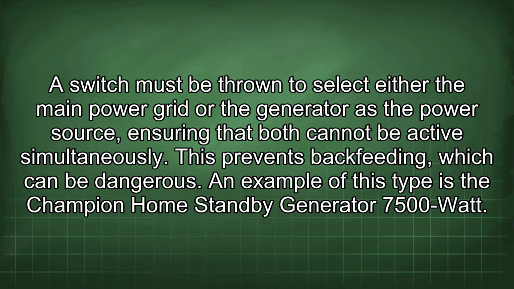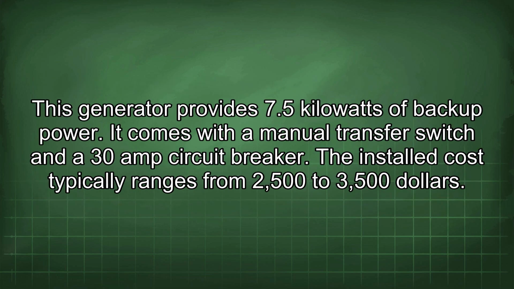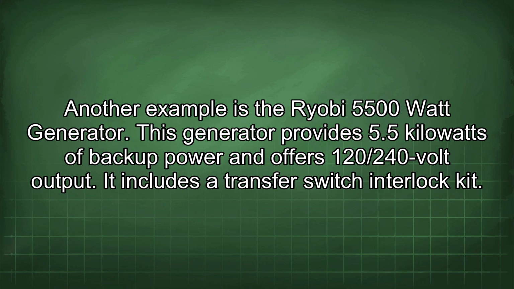An example of this type is the Champion Home Standby Generator 7500 watt. This generator provides 7.5 kilowatts of backup power. It comes with a manual transfer switch and a 30 amp circuit breaker. The installed cost typically ranges from $2,500 to $3,500. Another example is the Ryobi 5500 watt generator.